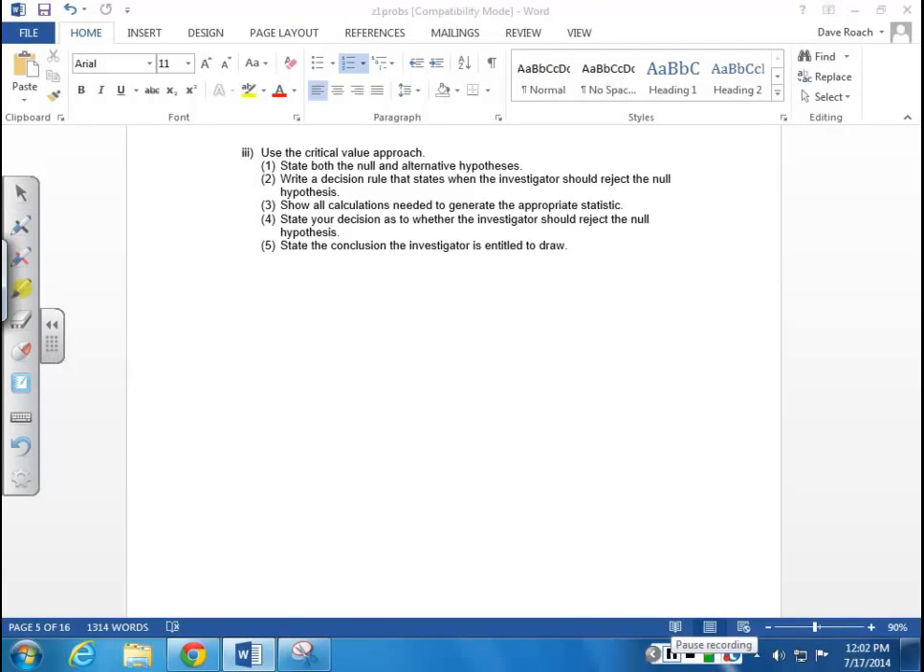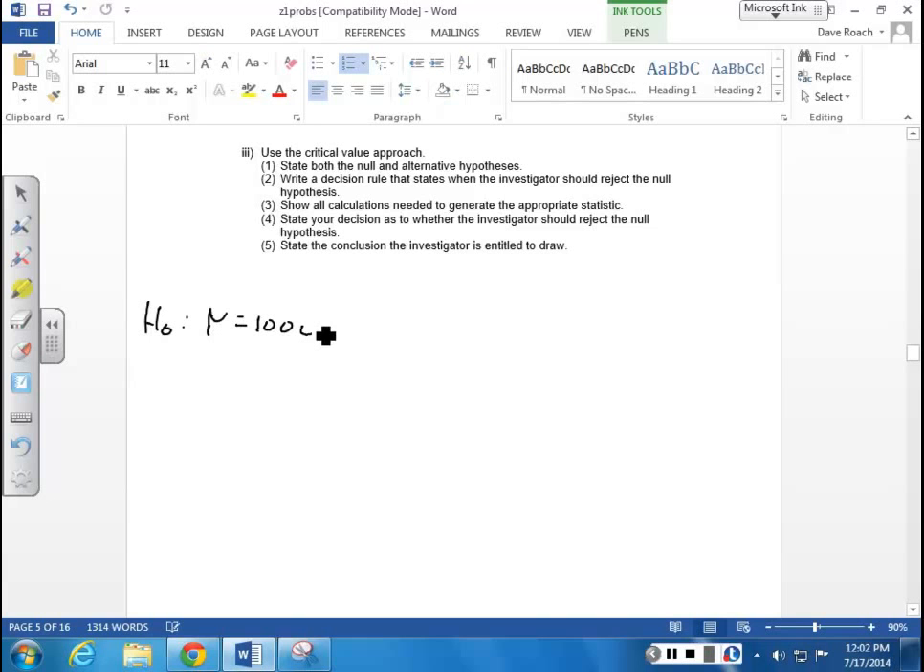Okay, so for the critical value approach, we're going to have, I'll write it this way now, H0 was mu equal to 1,000, HR, we wanted to know if we could show that it was less than 1,000. So that's one, state the research and alternative hypotheses. The decision rule is reject H0 if z-test, and here's where it's slightly different from the problem that we just worked.